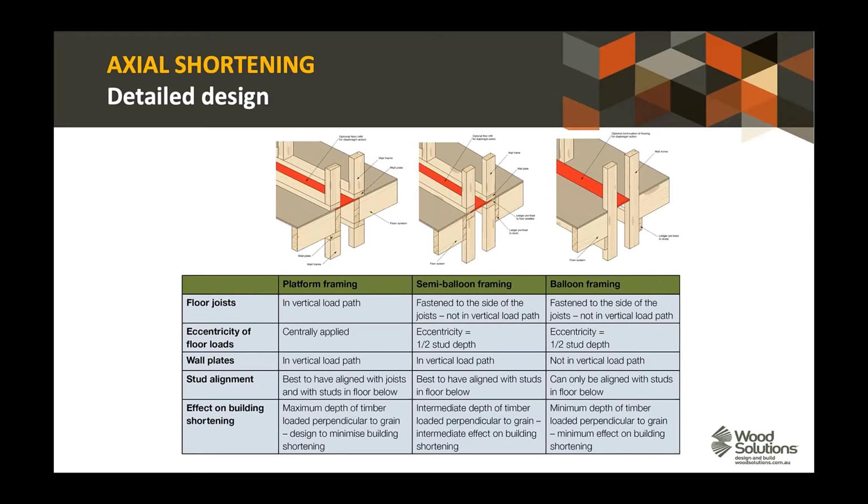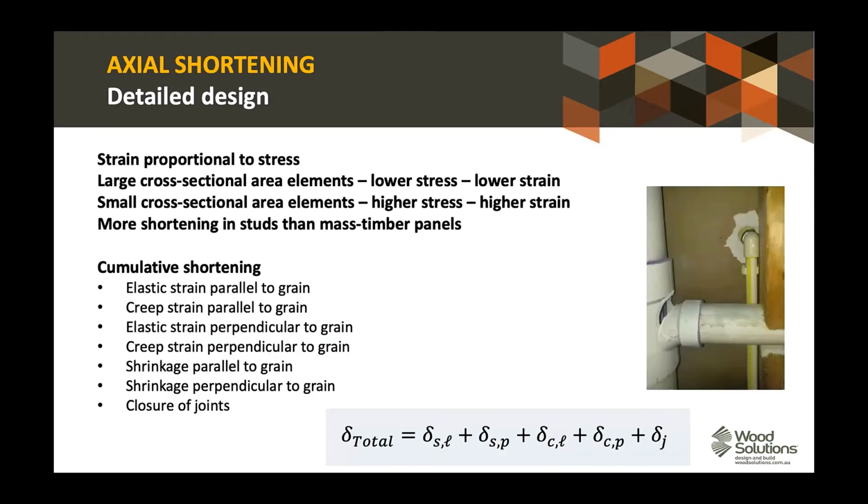I hope that makes sense. So now that's a perfect segue onto axial shortening. As our buildings get higher, we need to pay more and more attention to fundamentally understanding the load path through our structures. And our golden aim is to minimize material loaded perpendicular to the grain over the height of our structure. So strain is proportional to stress. Large cross-sectional areas, lower stress, lower strain, so lower shortening over the building height.